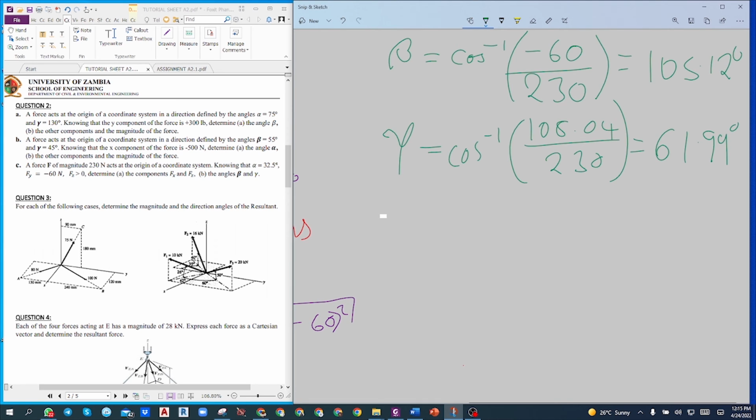Alright, so what do we have here? We have done B here, which is the angles beta and gamma. We have found them, and so these are our answers. Okay, there you go. See you in question 3.